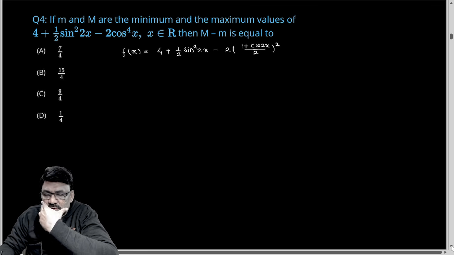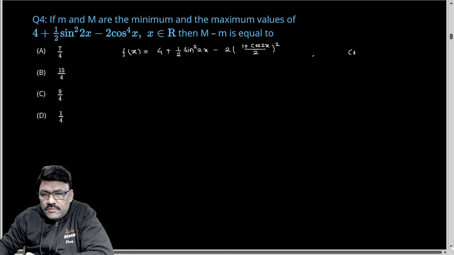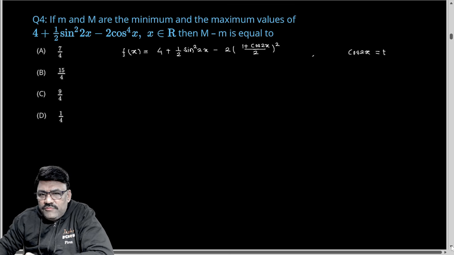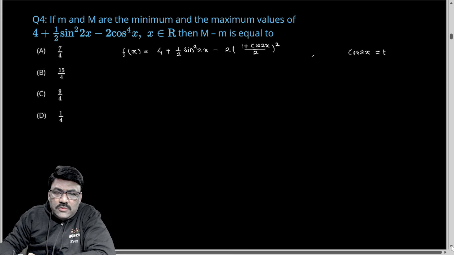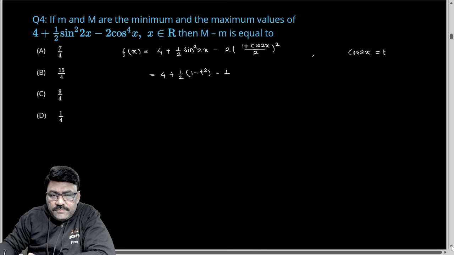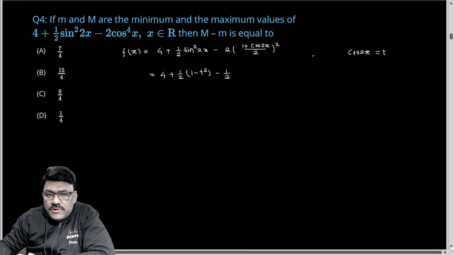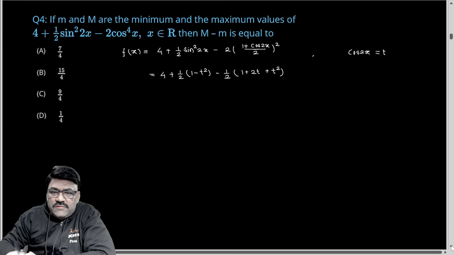Now I substitute this cos 2x as t. So obviously sine square 2x will be 1 minus cos square 2x, means 1 minus t square. So now I can say that this function becomes 4 plus half, sine square theta is 1 minus cos square theta, so 1 minus t square, then again half, and here you are getting 1 plus t whole square. So 1 plus t whole square will be 1 plus 2t plus t square.